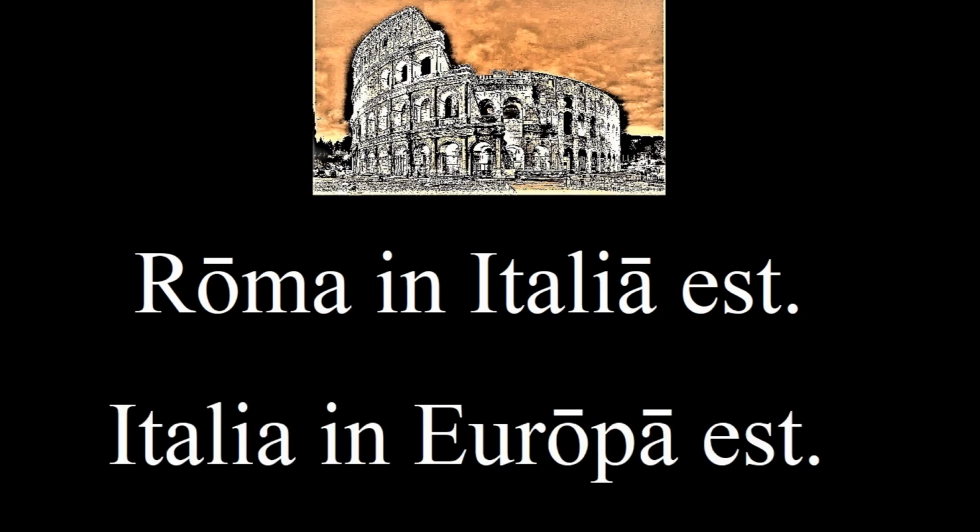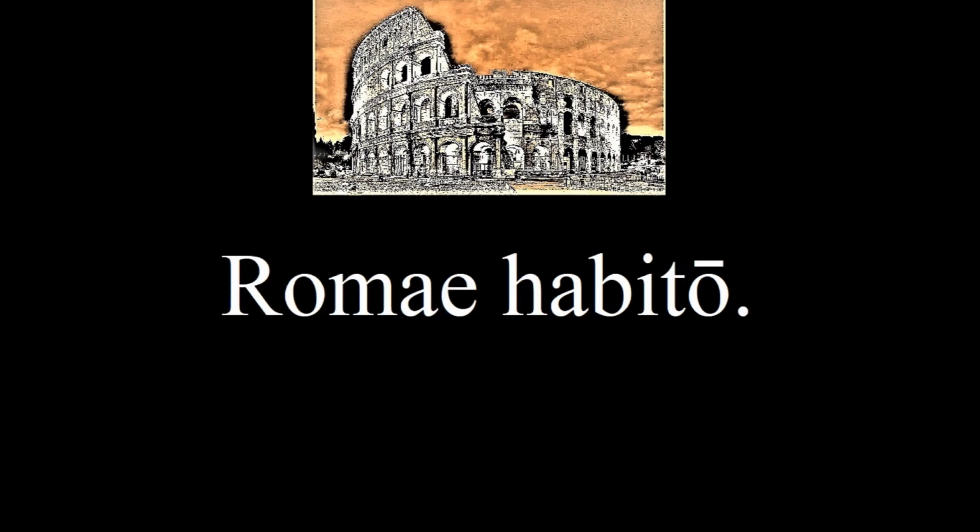Italia in Europa est. Now comes the crazy part. Romae habito. I live in Rome. This is neither the possessive form nor the plural form. There is yet another form that shares the same I ending. This is called the dative case, and it indicates the indirect object of the verb or the recipient of the verb. So it's like saying Rome receives the inhabiting.